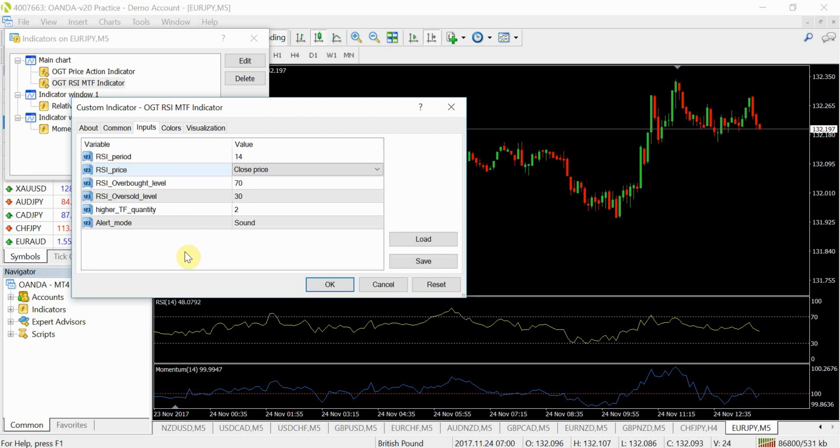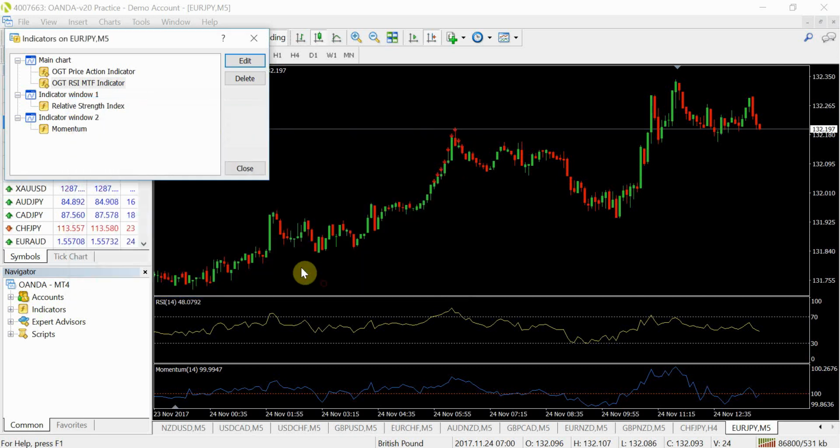So for this example, I've set 2, and what that means is if the RSI 14 period closed bar is above 70 or below 30 on a 5, 15, and 30-minute chart, it will give me a signal. And again, you can have the alert mode as a sound notification or as a push notification to your smartphone. So that's effectively what it is. So again, these are the standard settings that I use. Again, everyone is different.